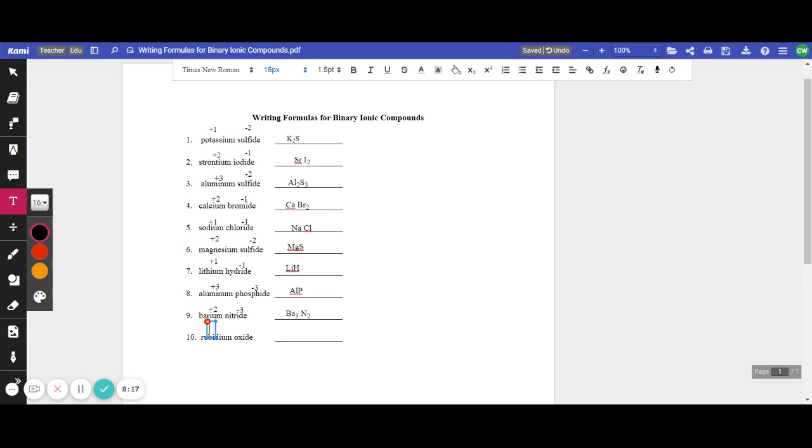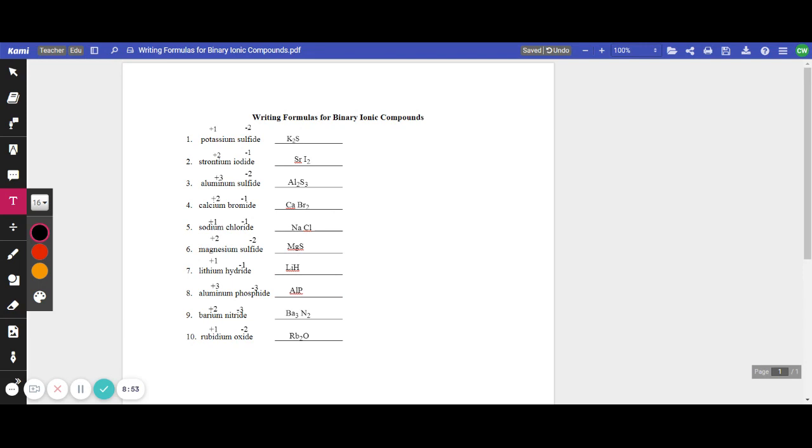All right, and then we've got rubidium. Rubidium is in group 1, a +1 metal. Oxide comes from oxygen, which is in group 16, a -2 non-metal. Again, drop the 1s. So you're going to need 2 rubidiums for every 1 oxygen to make that a neutral compound. Rubidium oxide. And that, my friends, is how you write formulas given the names for simple binary ionic compounds.